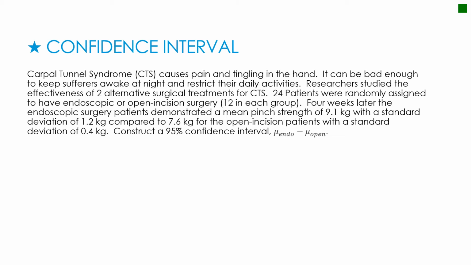So keep in mind that we're randomly assigning people to the groups and then looking at their mean pinch strength after surgery. And so this would be considered independent because there's nothing that would tie the results together. Nothing that ties them together. It's not the same person. It's not the same anything. So this should be a 2 sample T interval. So go ahead and press pause, do all your calculations in StatCrunch, then press play to see how you did.